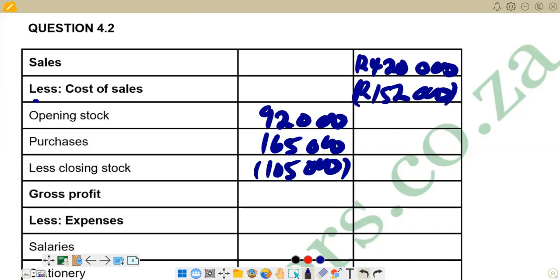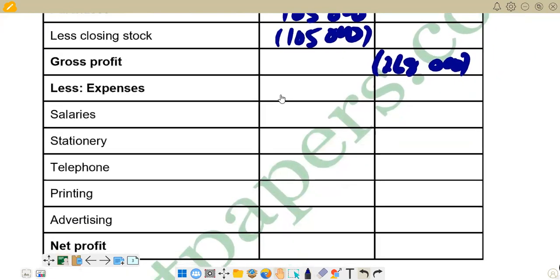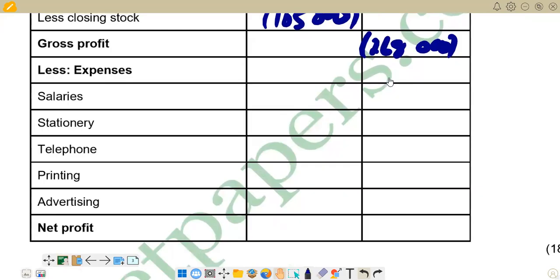So you're saying 420,000 minus 152,000. The figure that you get there is 268,000, and it's going to be your gross profit here. Then we now say less expenses, and then the expenses are here. We are going to put the total for expenses here, but we have got the expenses that are listed below. So we are going to first fill in here, then we add all the expenses, and then the total is going to come here.